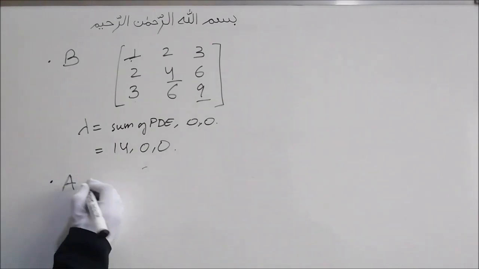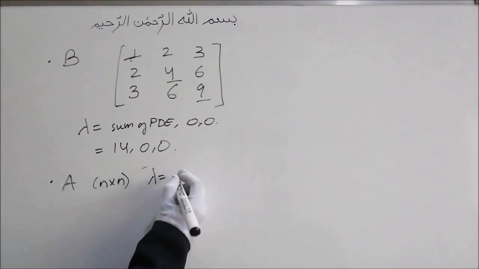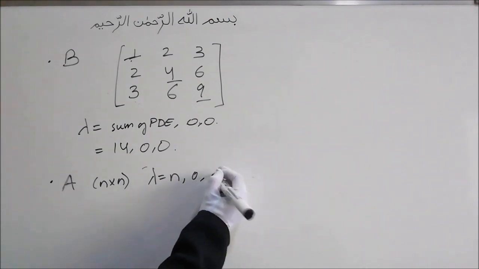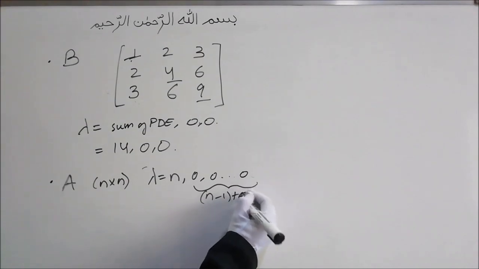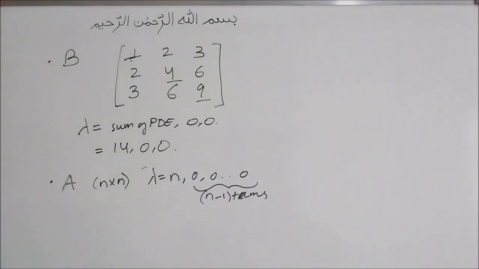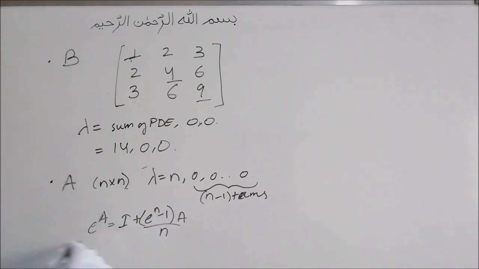So for an n by n matrix A with all elements equal to 1, one eigenvalue will be n and all other eigenvalues will be 0. These will be n minus 1 terms. Also, for a matrix A of order n by n with all elements equal to 1, e raised to A can be written as I plus (e raised to n minus 1) by n into A. You can remember this formula, it saves a lot of time. Okay, we'll stop here for now.